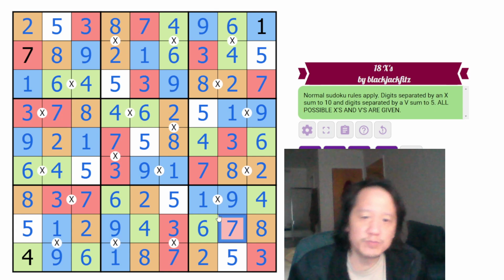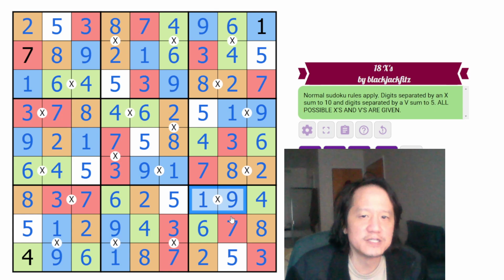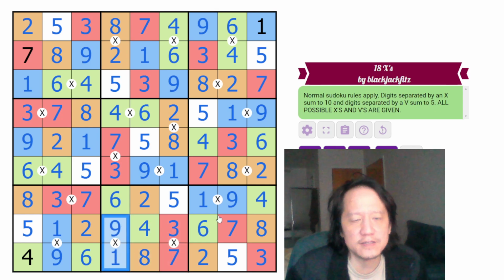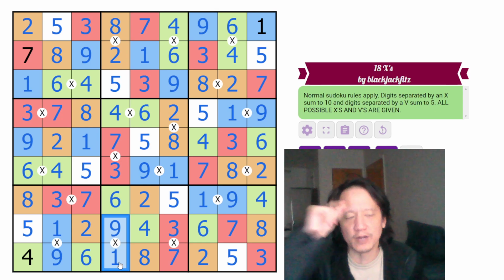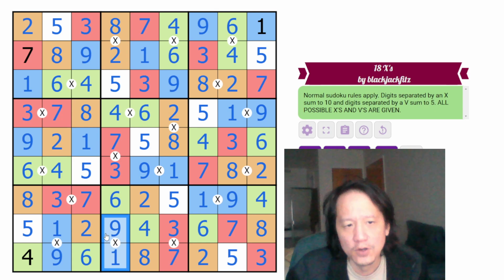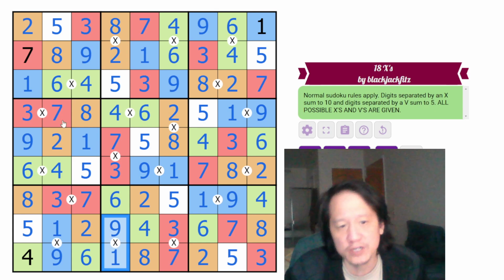Yeah, in this puzzle, the most important rule probably was the negative constraint, constraining all the possible X's and V's. And I like coloring these pairs instead of coloring individual cells because it gives you immediate recognition of essentially where things can and cannot be, particularly with the negative constraint, right?